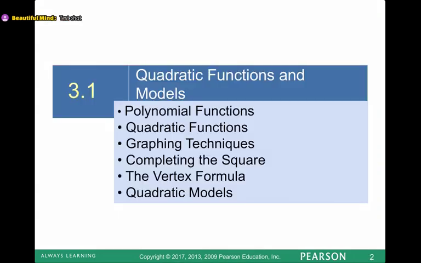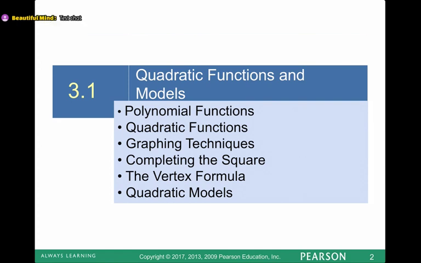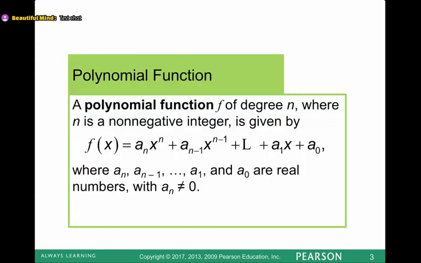So 3.1 is on quadratic functions and models. If it's quadratic, it'll be polynomial functions, quadratic functions, graphing techniques. These are some of the ideas that we're going to explore here. A polynomial function of degree n, where n is a non-negative integer, is given by what you see on the screen.